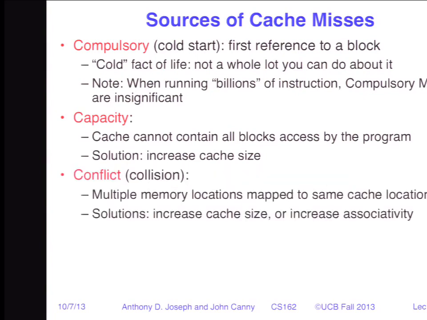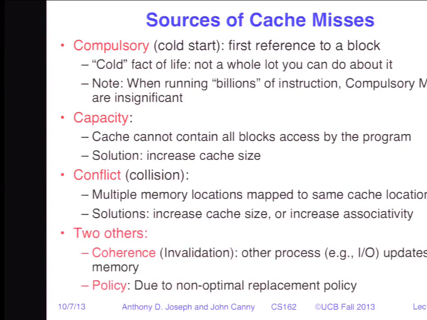Next set of misses is conflict or collision misses. This is where multiple memory locations map to the same location in the cache. The solution here is to make the cache bigger or to increase the associativity of the cache. We'll see this when we go through the different organizations for cache. And then there are two other types of misses, which we're really not going to look at as much in this class.